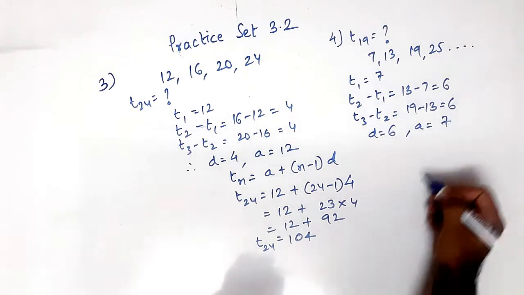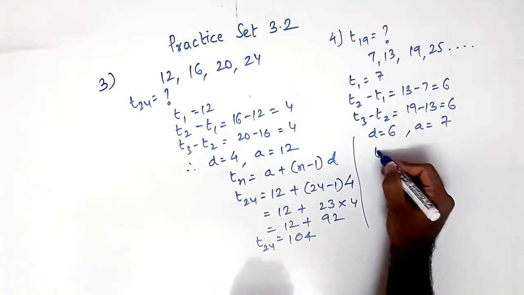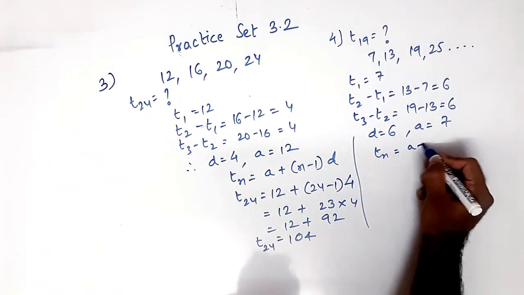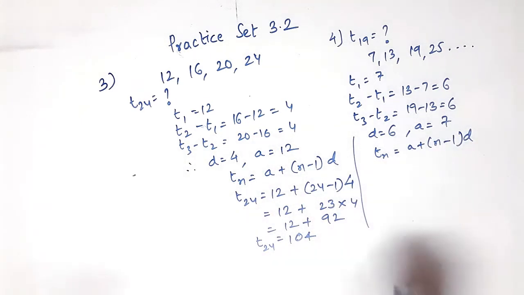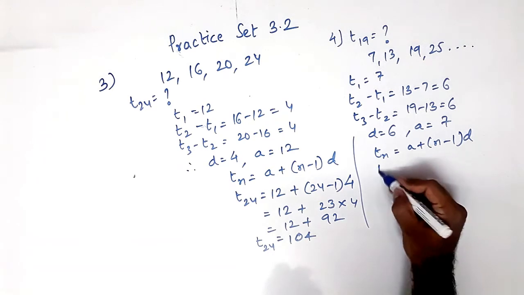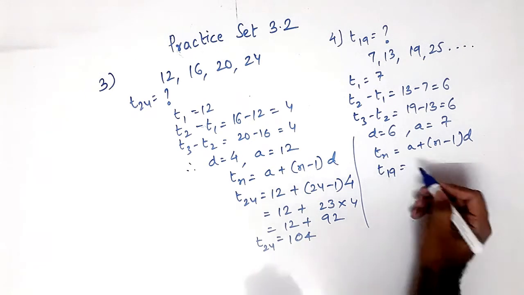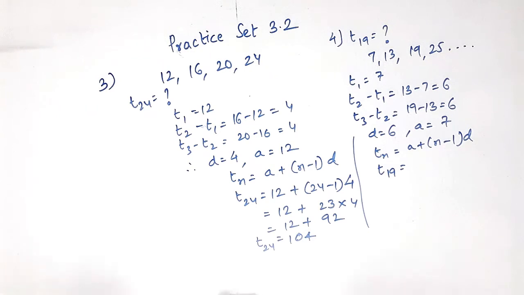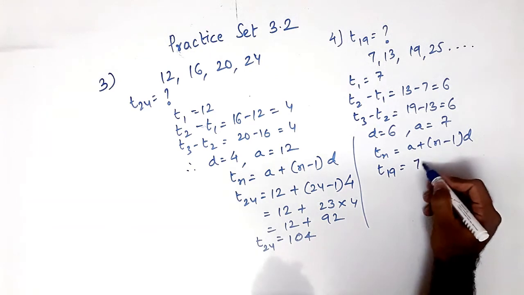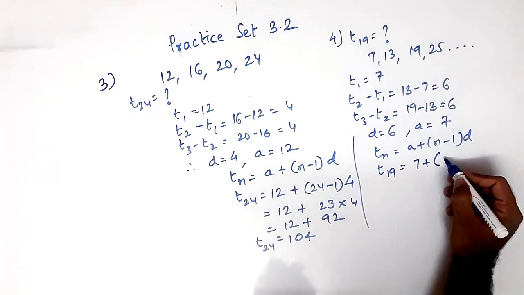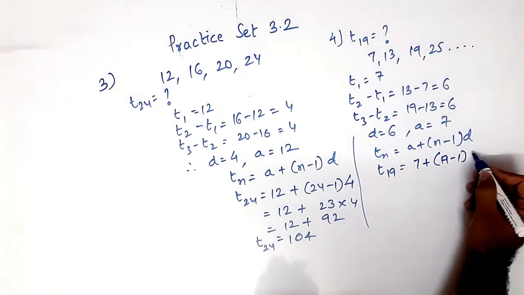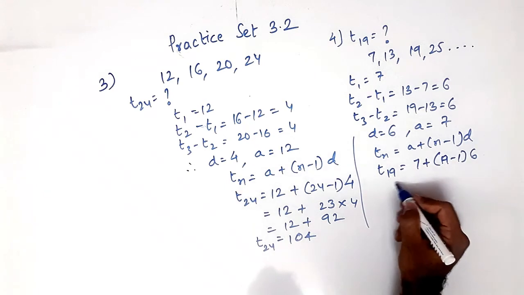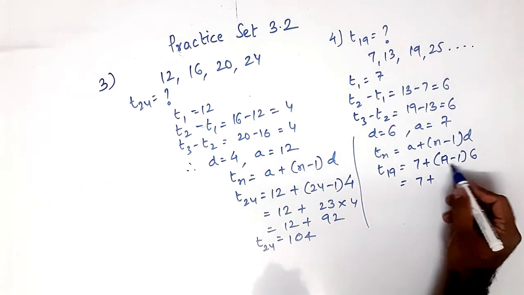What is A? A is 7. Simple. Writing the formula for Tn. Tn is A plus n minus 1 into d. So Tn becomes now T19 because they have asked the 19th term. A is 7 plus n minus 1. N minus 1 is 19 minus 1 into difference. Difference is what? 6. Okay, so this is 7 plus 18 6.